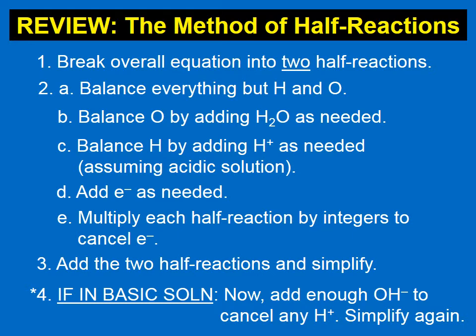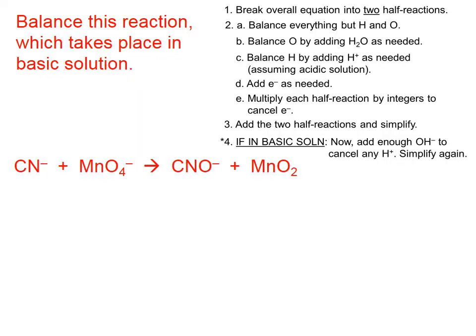Then we balance hydrogens by adding hydrogen ion as needed, assuming we are in acidic solution. Then we add electrons as needed and multiply each half reaction by integers to cancel the electrons. Step 3, we're going to add the two half reactions and simplify. And step 4, if we're in basic solution, we now need to add enough hydroxide ion to cancel any hydrogen ion and simplify again. Let's balance this reaction, which takes place in basic solution.